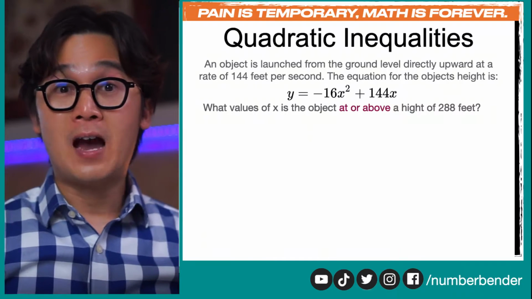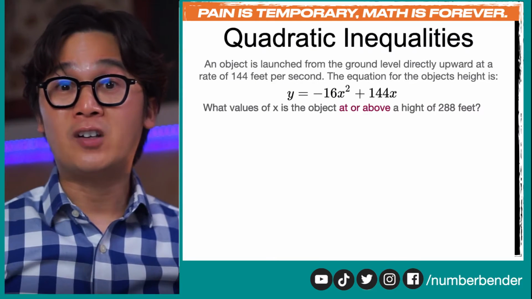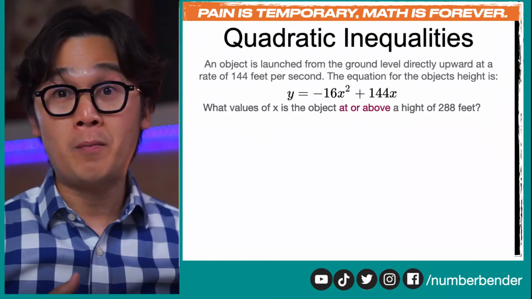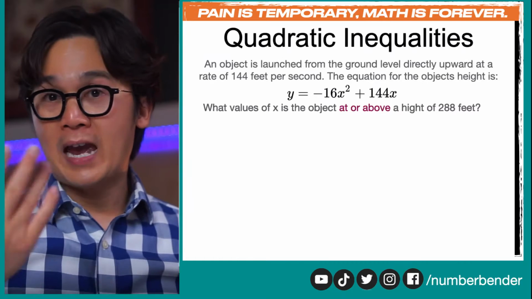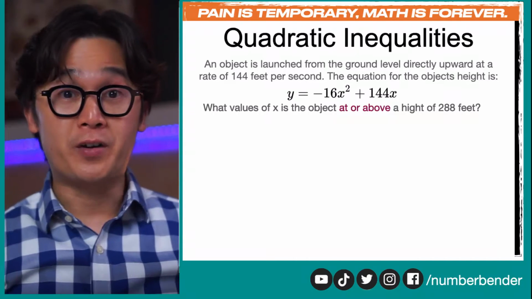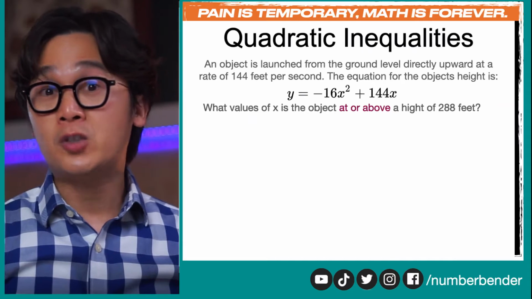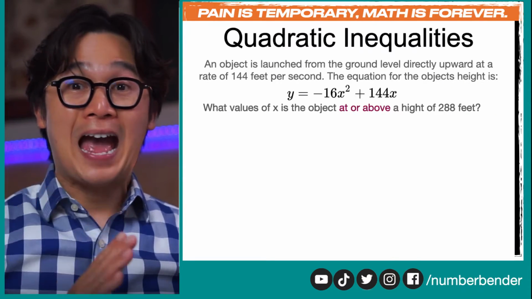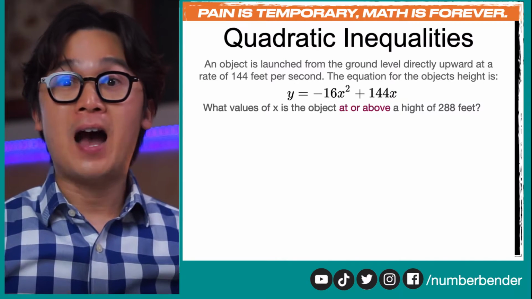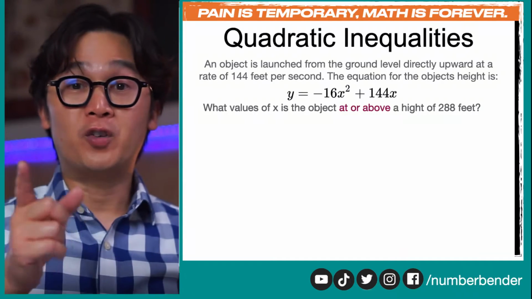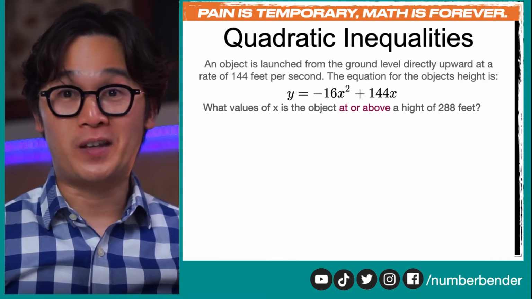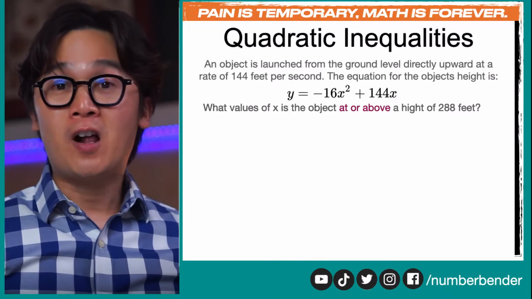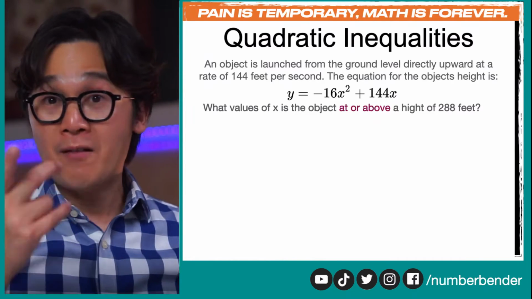That's why we have a formula in quadratic form, because that is the behavior of the object being launched from the ground, and we have negative 16x squared plus 144x for that. And we're going to be solving for the values of x when the object is at or above a height of 288 feet. Forgive my spelling because it's supposed to be H-E-I-G-H-T, but for today, we're going to be working on solving quadratic inequalities, and we have the quadratic equations.